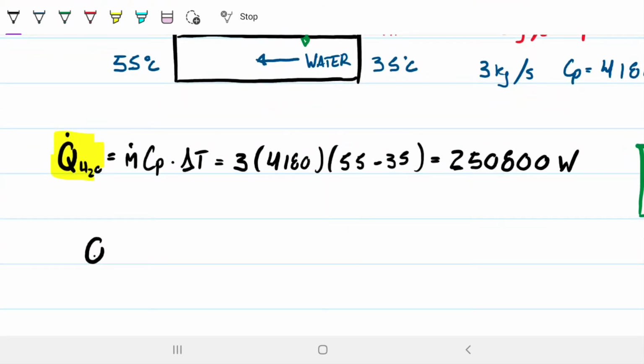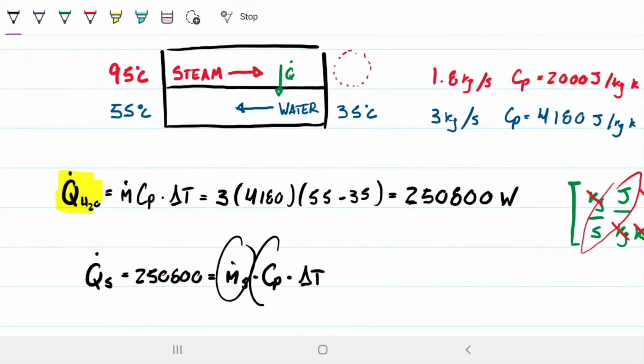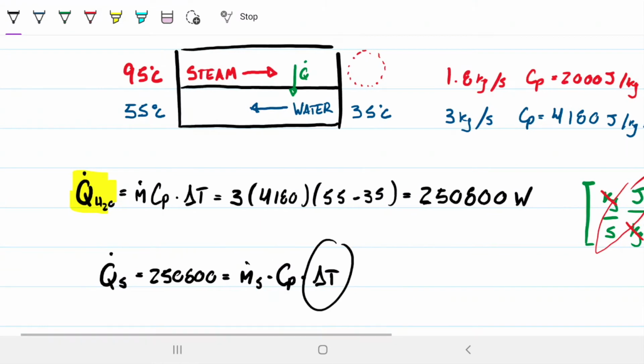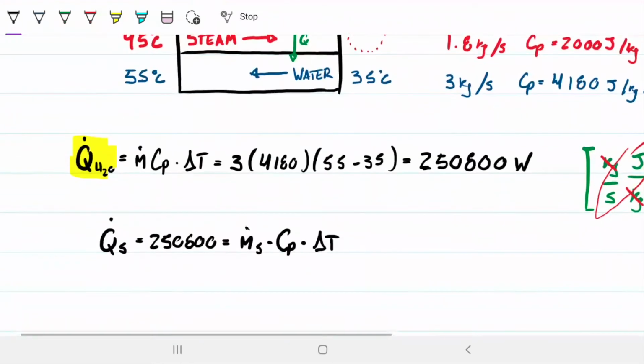So as steam is losing energy, it's giving it away to water. That means the energy given away by steam is going to be the 250,800, which has to be equal to the mass flow rate of steam times the specific heat capacity of steam and the delta T of steam, right? We have this, we have this, so we can find the delta T of steam, and we can find the output temperature there.